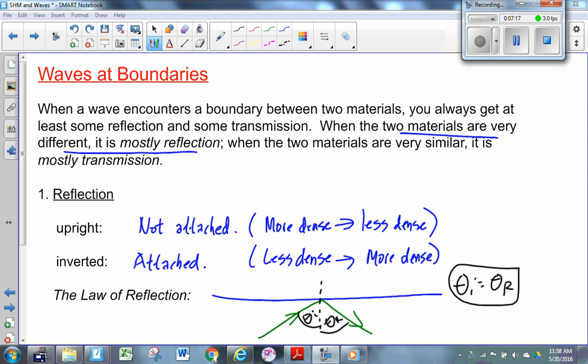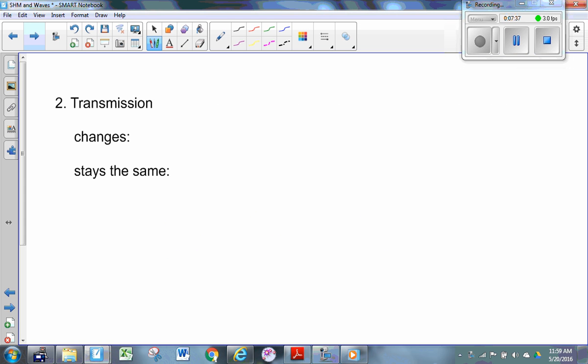But what about the portion of the wave that doesn't reflect? What about the portion of the wave that's transmitted, that keeps going? Again, we know that we always get some reflection and some transmission. Sometimes just a little bit of transmission, sometimes a lot of transmission. But regardless, there are properties of that transmitted wave that we haven't identified yet. When we get transmission, we're going to find that some of the properties of the wave will always change, and some of the properties of the wave will never change.